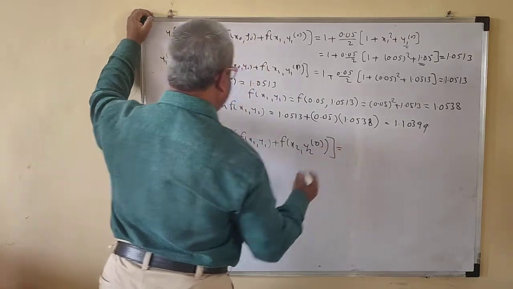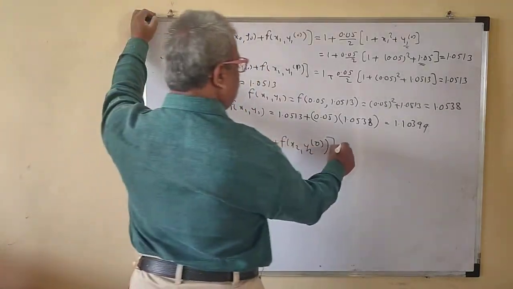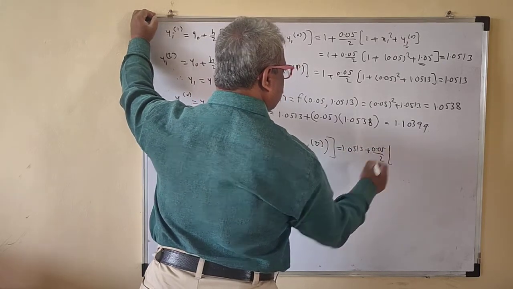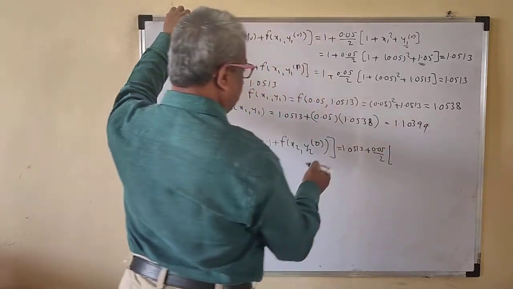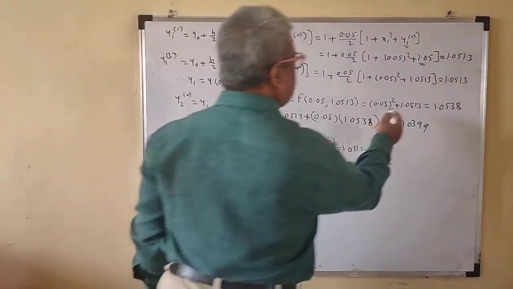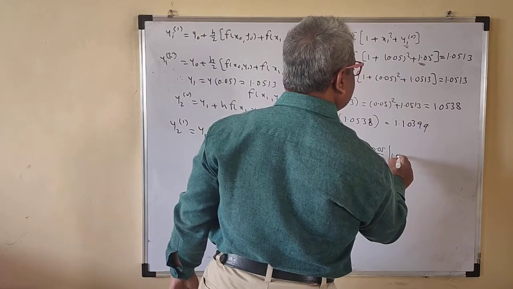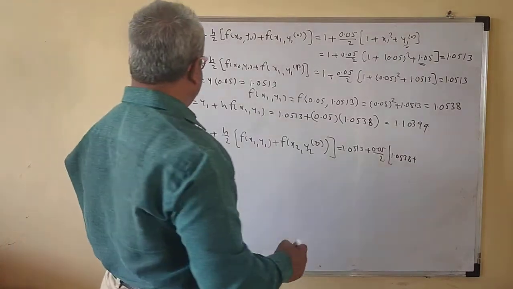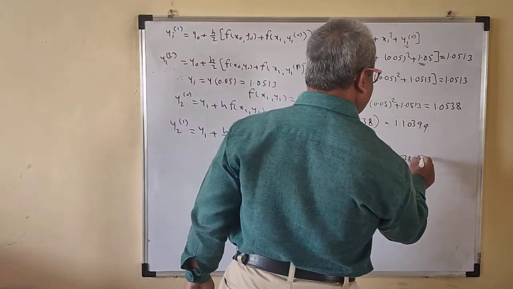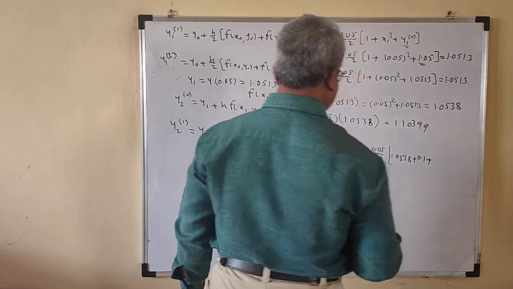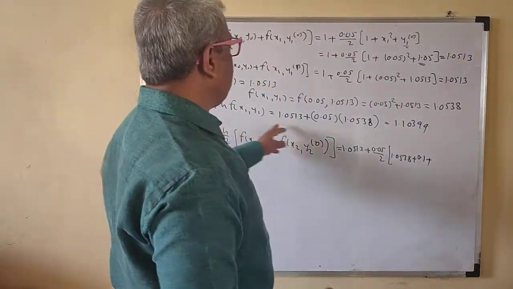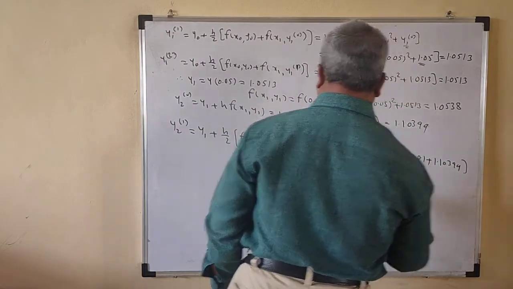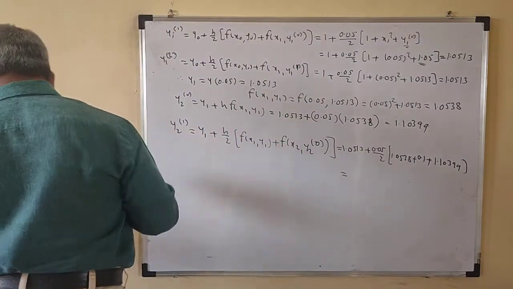Okay. So what is your y1? Your y1 is 1.0513 plus 0.05 upon 2. f of x1 y1 we have directly calculated. So what was this value? f of x1 y1? Yes, you have calculated, this is 1.0538 plus x2. Your x2 is 0.1 plus this y2 of 0 just we have calculated. y2 of 0 is 1.10399. Okay. So this value is y2 of 0.